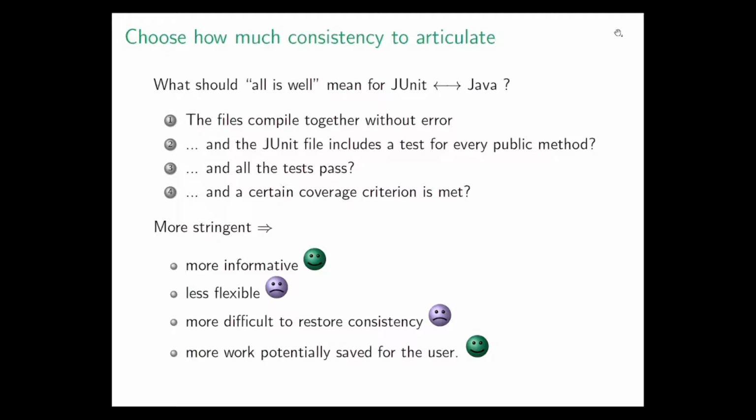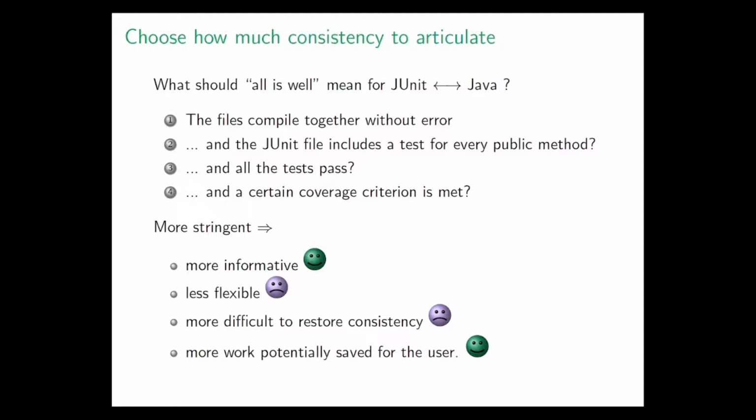Let's talk about the choice of how much consistency to articulate in our bidirectional transformation. And the thing I want to hammer home is that there is a genuine choice here, and that it isn't just a technical choice, it also depends on the organisational and human factors of the circumstance in which our bidirectional transformation should be used. So in terms of our JUnit Java example, what should it mean for our test suite and our Java source code body to be consistent, for all is well?